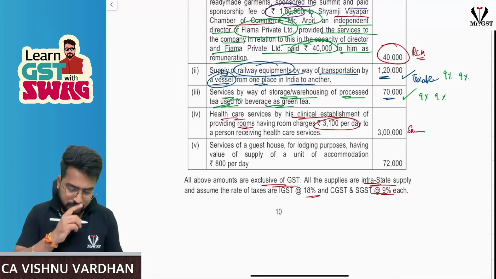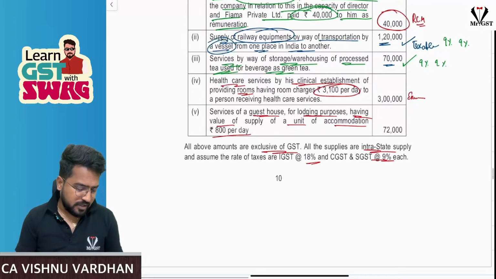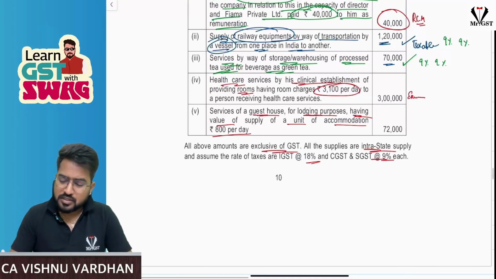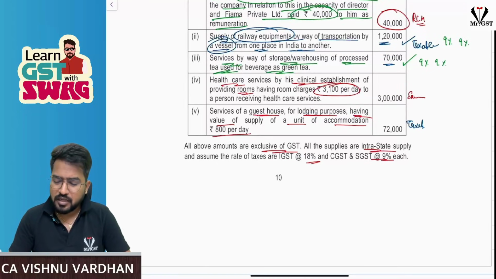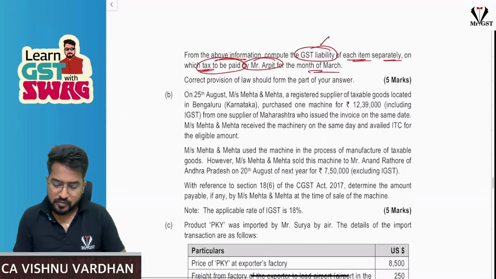Next one, service of a guest house for lodging purpose having value of supply of a unit accommodation of 800 per day. For the lodging services, there is no exemption here. Earlier there was an exemption up to 1,000 rupees, but now it is taxable no matter how much it is, except when the section 12A entity is providing. So here you be careful. So this is taxable again, 9% and 9% you charge tax. So that is the concept. Simple.